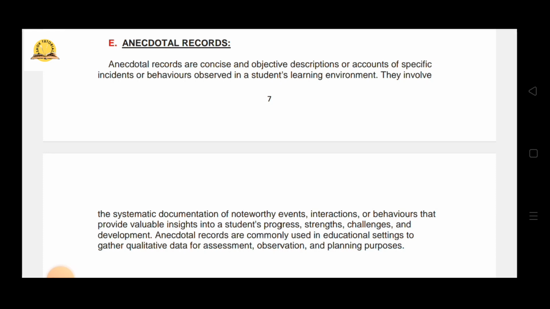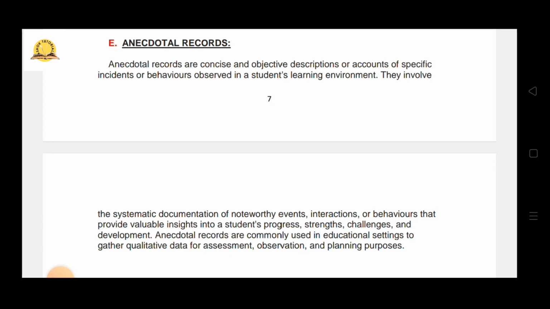Anecdotal records are commonly used in educational settings to gather qualitative data for assessment, observation, and planning purposes. Anecdotal records are not very lengthy like a case study. It is concise and short, and includes the objective description of students' behavior: how a child behaves in different given environments, what his or her learning environment is, and how that environment is impacting him.